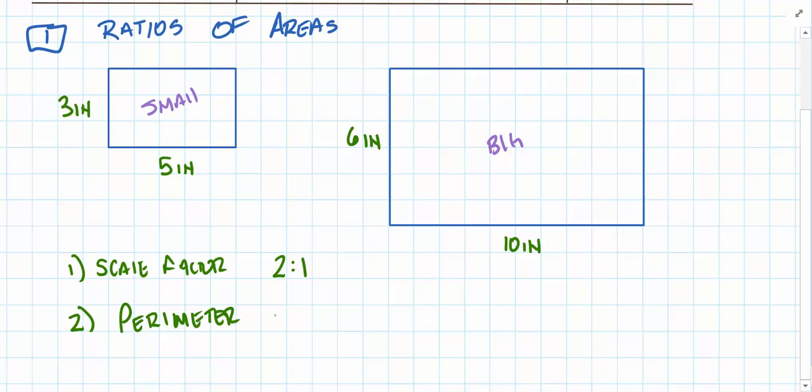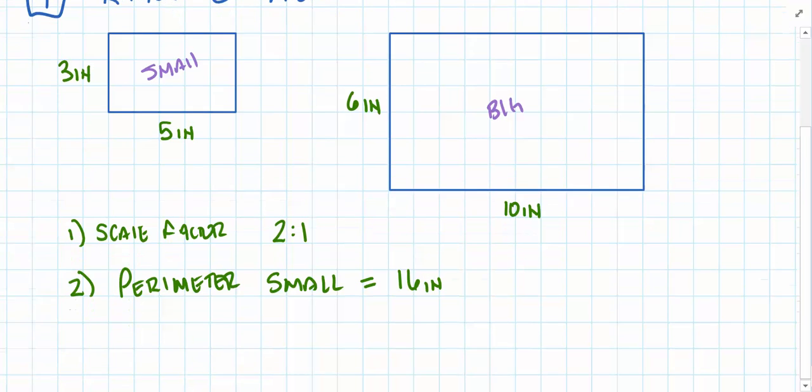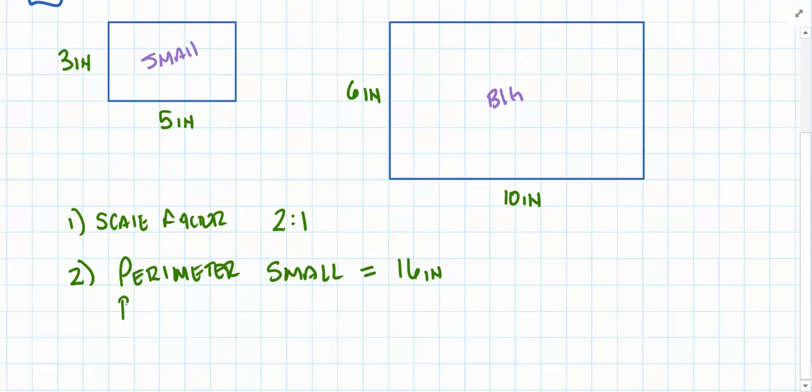Give me the perimeter of the small. Okay? What would it be? How'd you get 16 out of that? What'd you do? Yeah, 5 and 5 and 3 and 3, so 16. Everybody cool with that? Okay, good. Give me the perimeter of the large. 32. The perimeter of the big, I should say, equals what? 32 inches, okay?